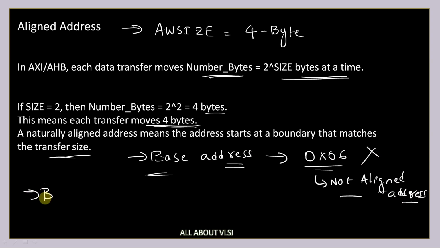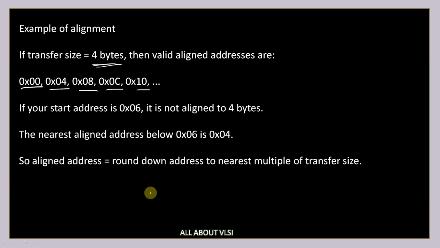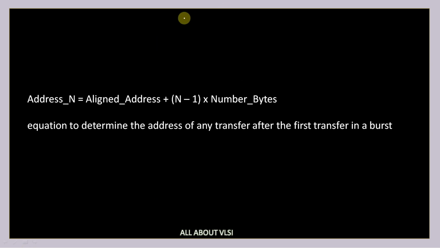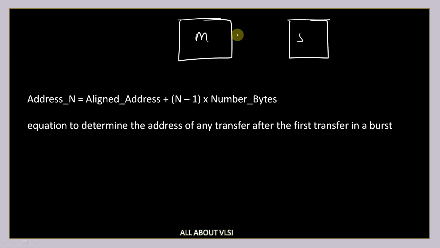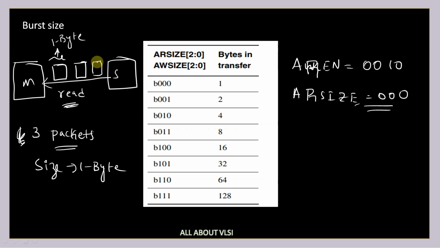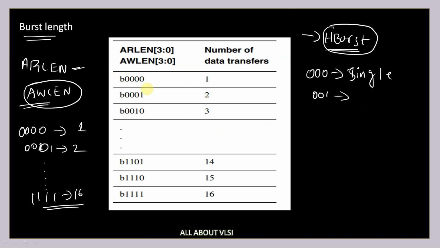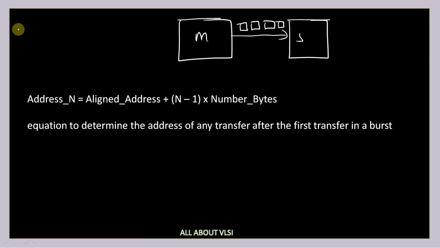Okay, so I'm not going to consider this. Let's say I consider my base address as 8, then this will come under aligned addresses. Now let's say I am going to perform a write operation. This is my master and this is my slave. Now, if my master wants to send 4 packets to my slave, what is the AW length? AW length is 0011. Now let's say the size of each packet is 4 bytes.